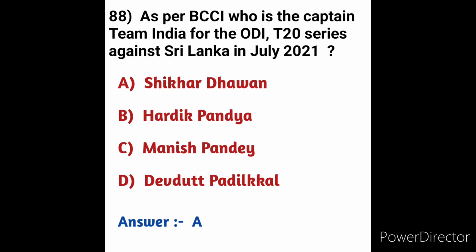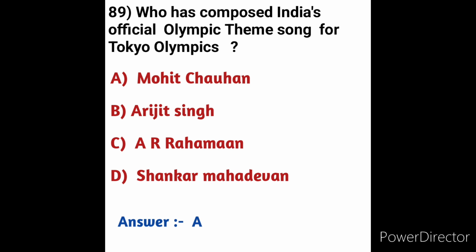Next, move on to question number 89. Who composed India's official Olympic theme song for the Tokyo Olympics? We will see the options here. Option A Mohit Chauhan, option B Arijit Singh, option C A.R. Rahman, and option D Shankar Mahadevan. Here Mohit Chauhan, option A, is the correct answer.